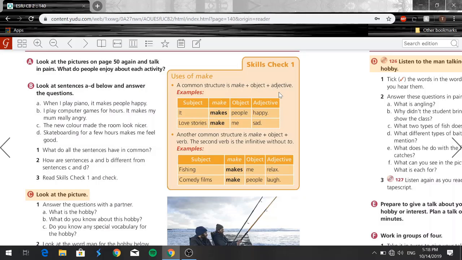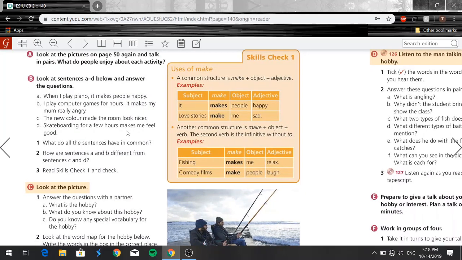And you gotta know that sentences C and D relate to the second half of skills check, right? And now, before we move on, let me give you a sentence.